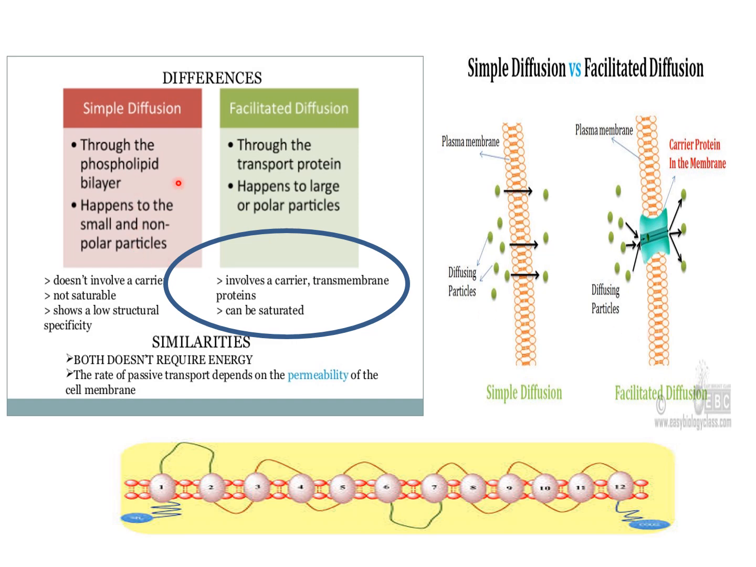The difference is that in simple diffusion, no transport or carrier protein is required, but in facilitated diffusion, the carrier protein is required. And facilitated diffusion is faster than simple diffusion. Also, as we will see in the next slide, facilitated diffusion follows saturation kinetics, but in simple diffusion, no such saturation happens.